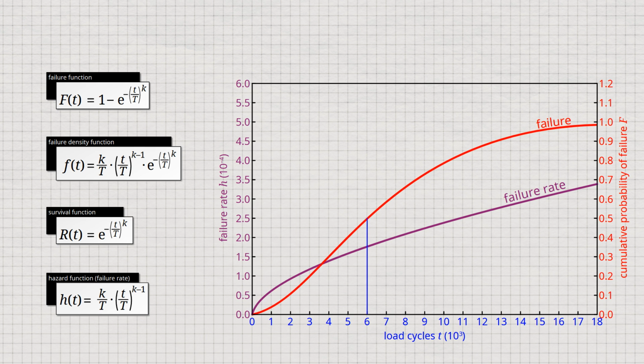From the probability curve, we see that at this point 50% of the original samples have failed. Based on the failure rate of 1.75 times 10 to the power of -4, we can also see that at this point 0.0175% of the samples currently still present will fail per load cycle.